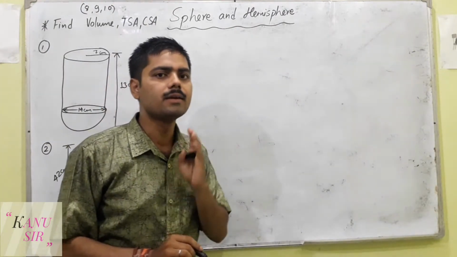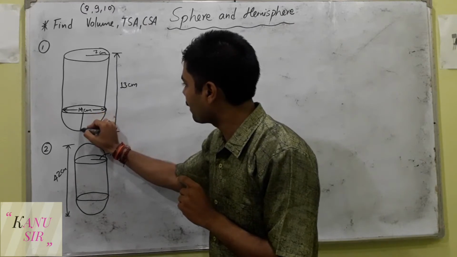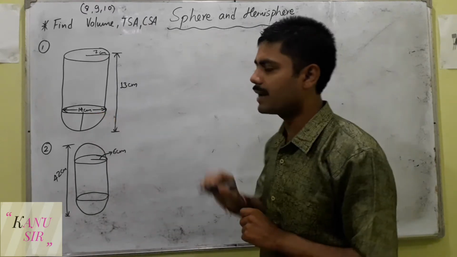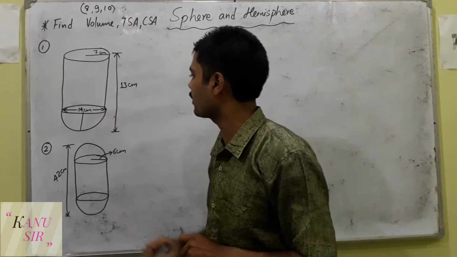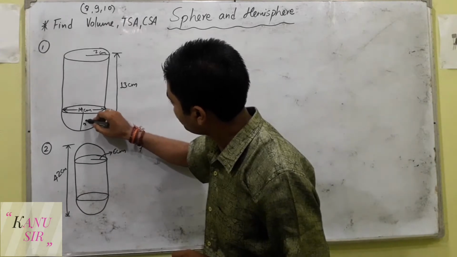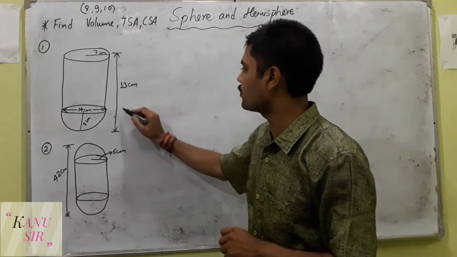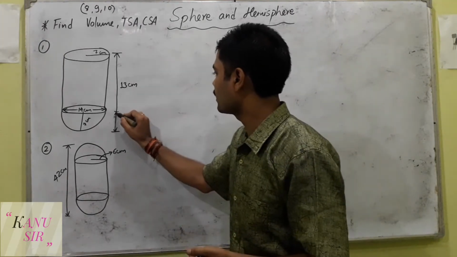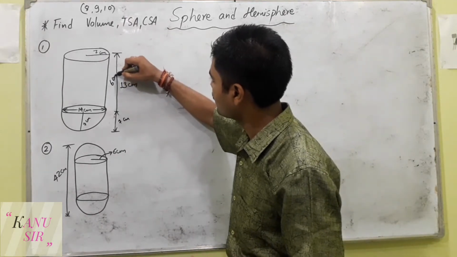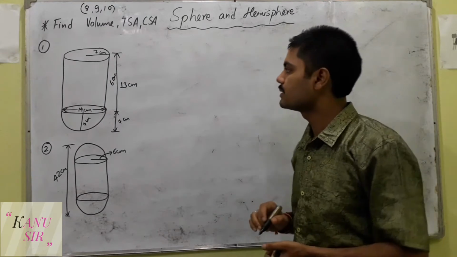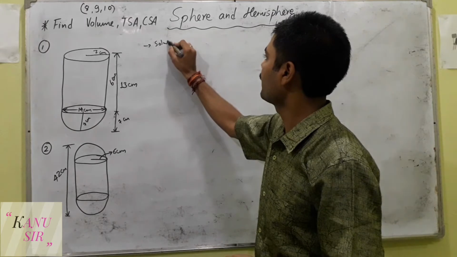and understand that in the topic where I am explaining about sphere and hemisphere, I have said that the height of a hemisphere will also be the radius of the hemisphere. So we can say this one is also 7 centimeter, and out of the full length 13 centimeter, if you subtract 7 centimeter from 13 centimeter, you will get just 6 centimeter as the height of the cylinder. Now let us start the solution.